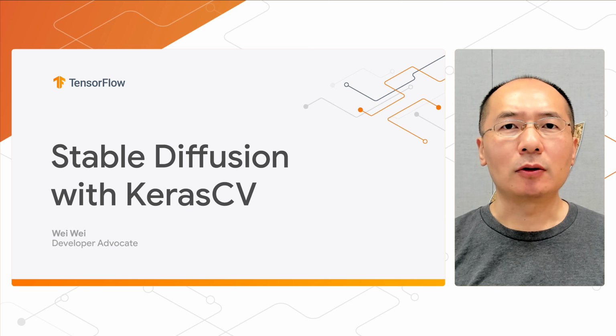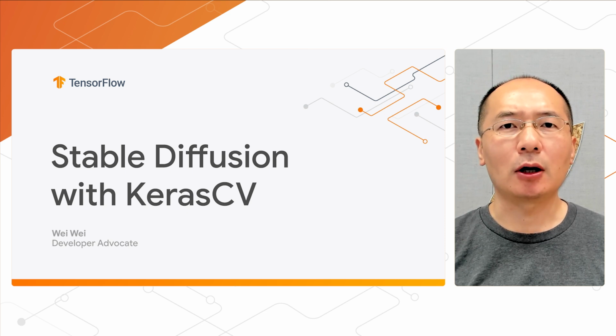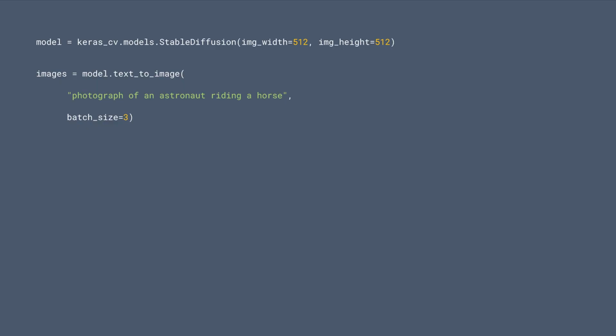In our last episode, we showed you how to use KerasCV to perform object detection. And if you recall, at the end, we used the stable diffusion to generate several artificial images and then conducted detection on those images. So today, we're going to take a closer look at image generation with stable diffusion using KerasCV. Stable diffusion is a powerful text-to-image model open sourced by Stability AI.